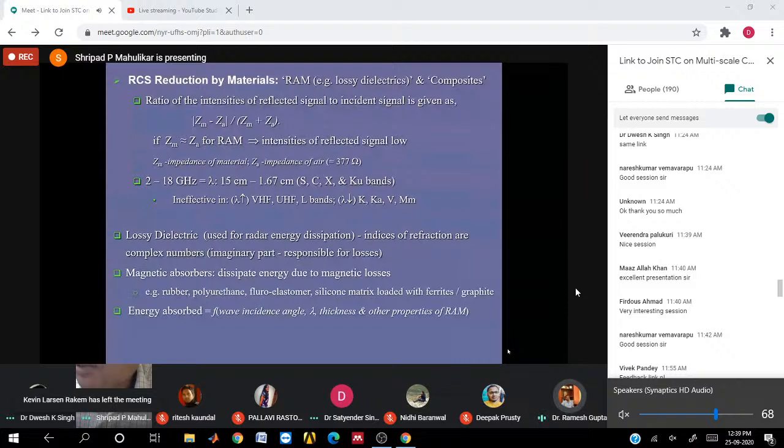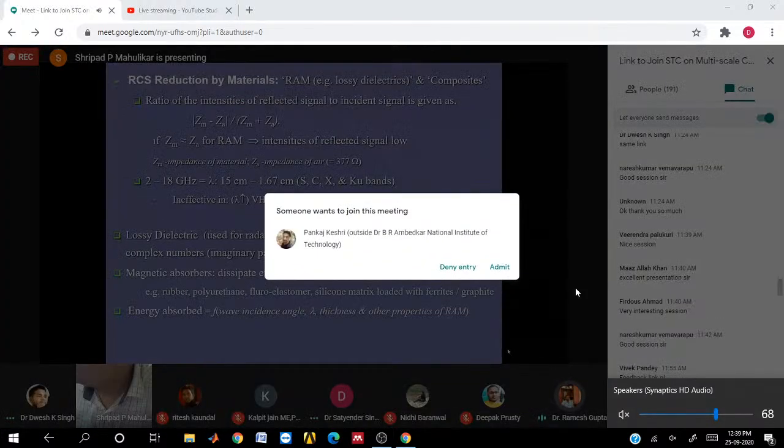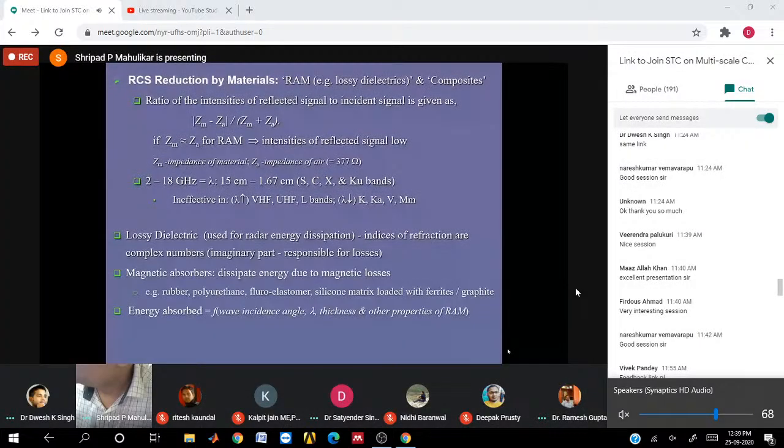May I know what is the role of these metamaterials in stealth technology? We may know your organization. I am Dr. Ramesh Gupta from Shivnagar University. Thank you, sir. Thank you for joining.